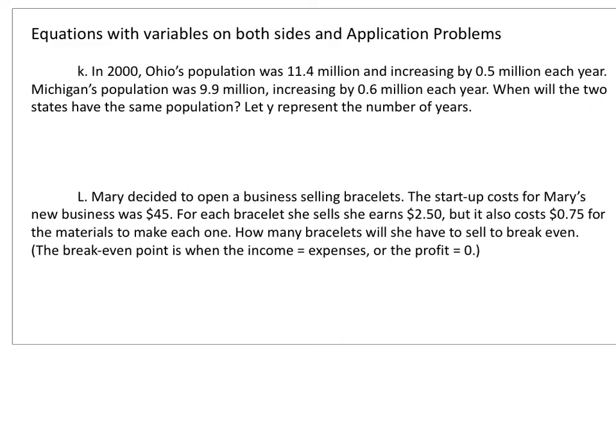When will the two states have the same population? Let y represent the number of years. So in this one, we know that we're looking for when will the two states have the same population, and that when is going to be the number of years, and we already are going to use y for the number of years. Okay. And the number of years we're looking for is the number of years where the Ohio population is the same as the Michigan population.